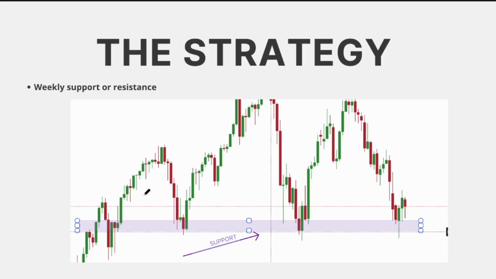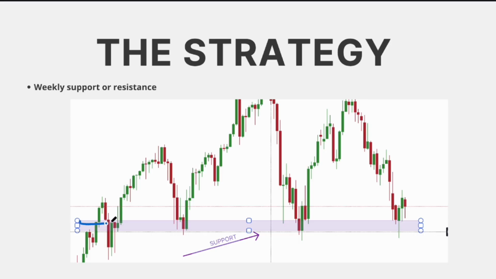After we have identified our trend on the daily, together with the impulse and the retracement, we go to the weekly time frame. And on the weekly time frame, we need the weekly to support our daily bias. So on the daily, it's an uptrend. We're looking for price to go up. We need the weekly to support this analysis.